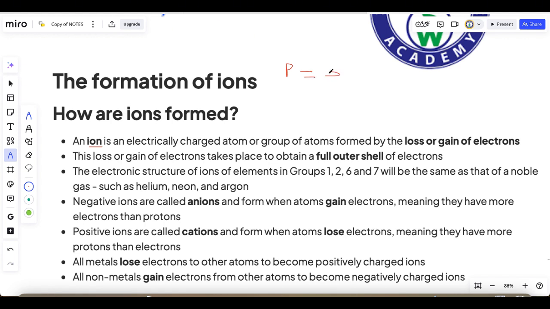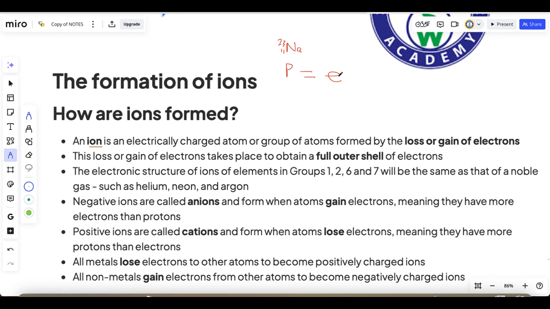So for example, if you take sodium, Na, how many protons does it have? The atomic number is 11, so the number of protons will be 11, and the number of electrons will be 11 as well, right? So the proton number is 11 and the electron number is 11.